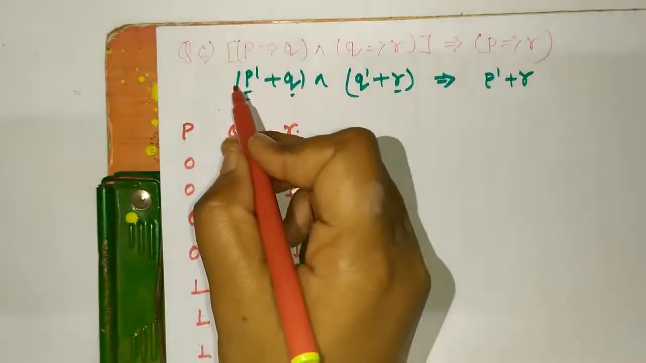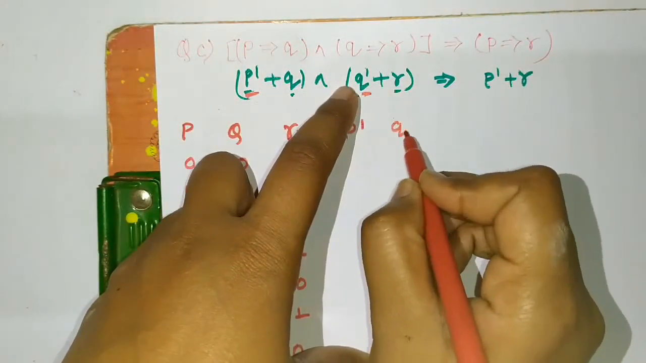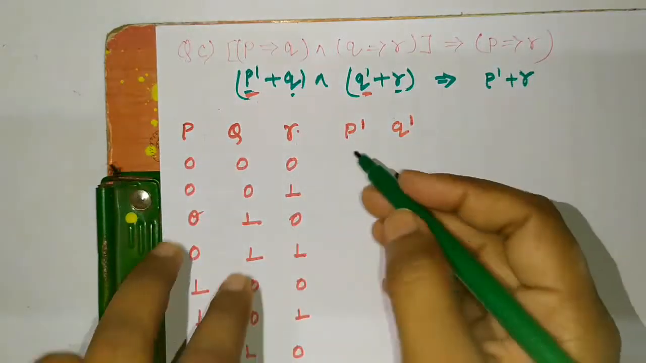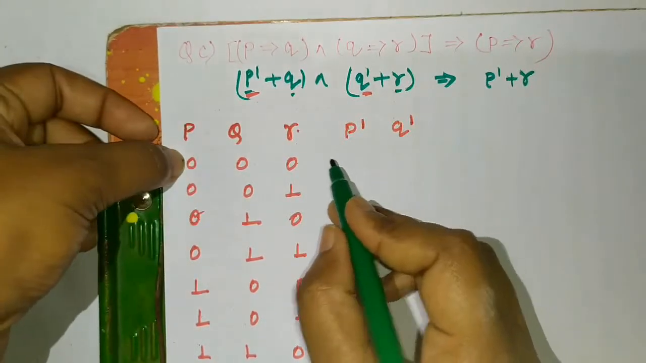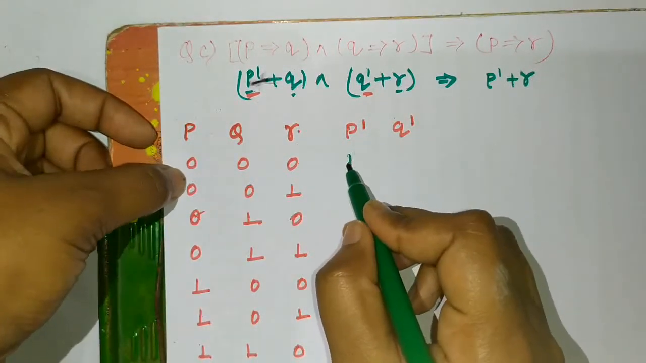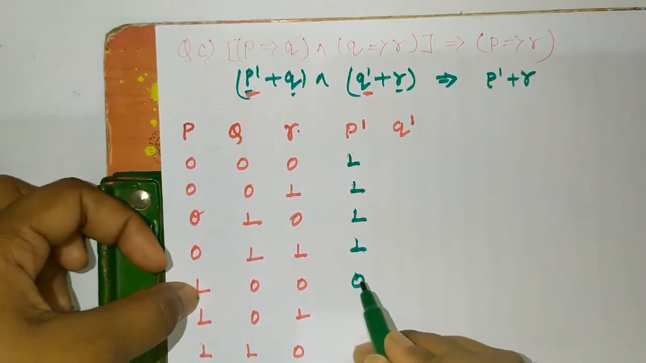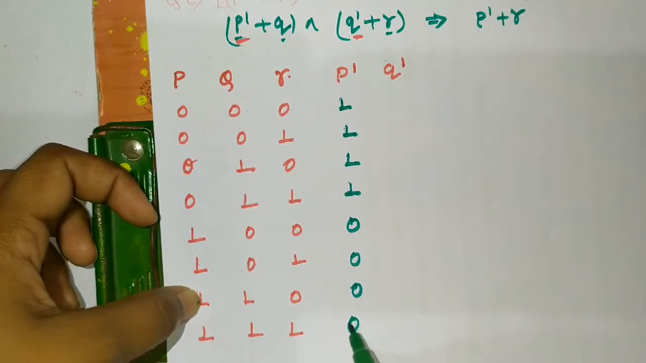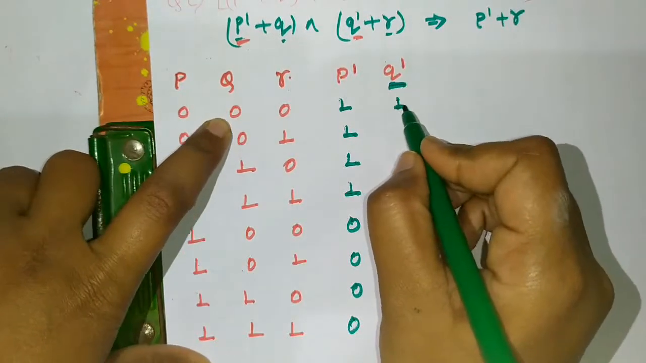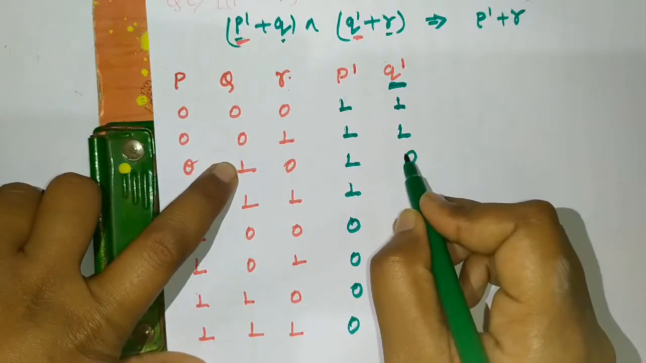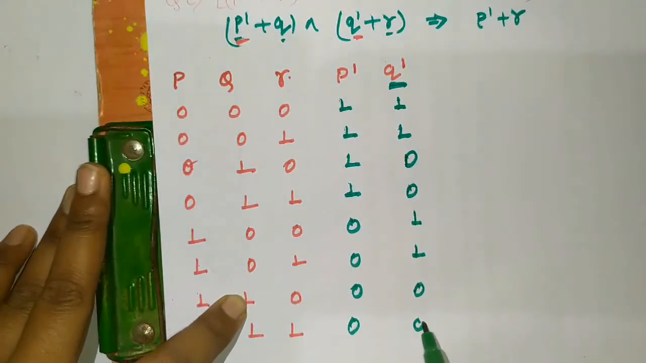So firstly we have to find P dash, then we have to find Q dash. P dash means negation of P, that means the opposite value of P. Here the value of P is 0, so the value of P dash is 1. The values are 1, 1, 1, 1, 0, 0, 0, 0. Now the value of Q dash: the value of Q is 0, then Q dash is 1. The values are 1, 1, 0, 0, 1, 1, 0, 0.